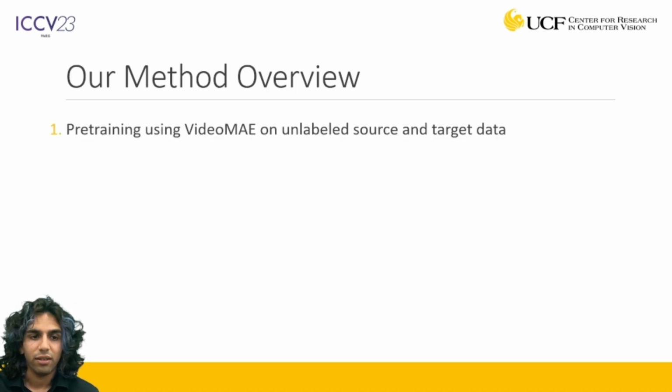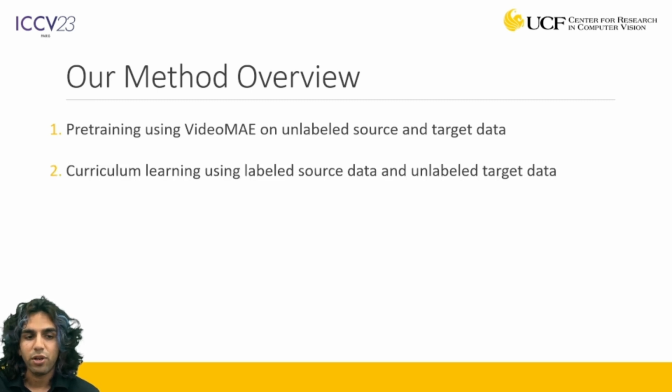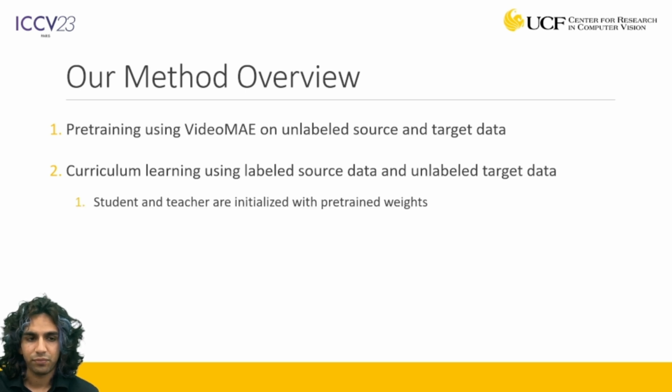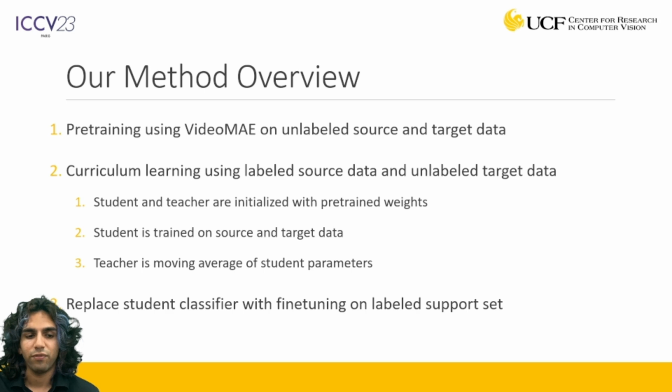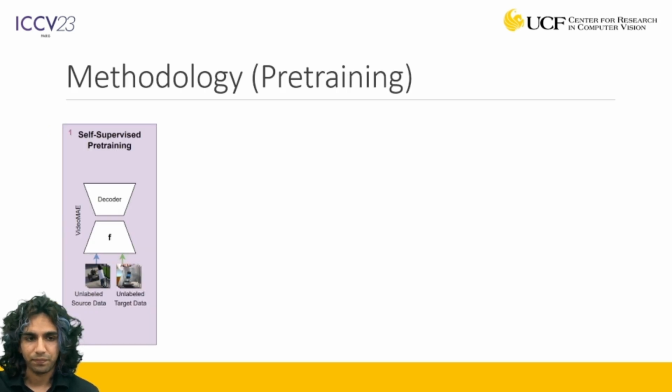For our method, we start with pre-training a video MAE on the unlabeled source and target data. We follow this up with curriculum learning using the labeled source data and the unlabeled target data. Our student and teacher models are initialized using step 1, and the student is trained on the source and target data, while the teacher is updated as a moving average of the student parameters. Finally, we replace the student classifier and fine-tune it on a labeled support set for evaluation.